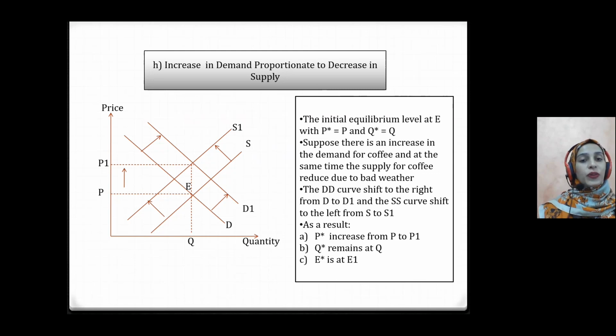So this is how we do for the changes in demand and supply on market equilibrium.